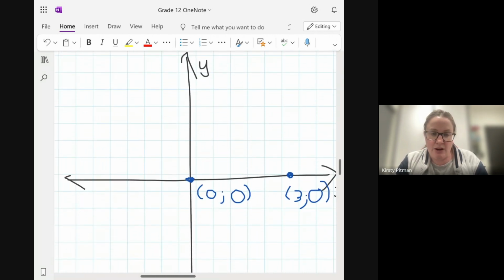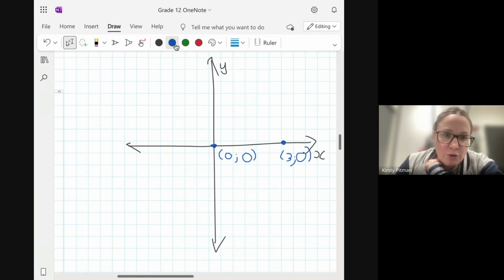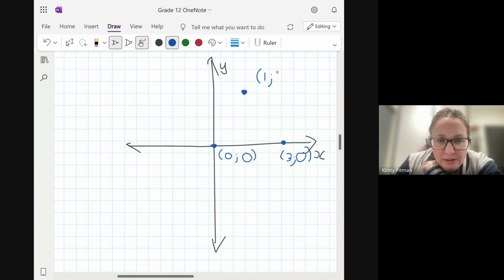So, going back to my graph, I've already got my one turning point labeled as 3 is to 0. I need to draw my other turning point as 1 is to 4. So I'm going to say it's about there. Label it, 1 is to 4.